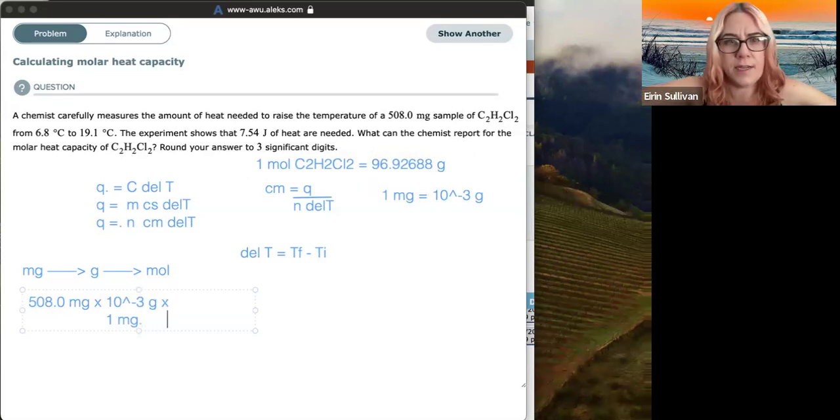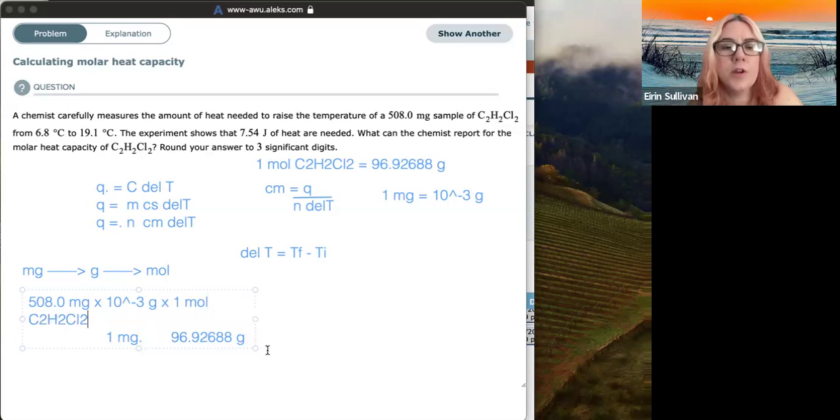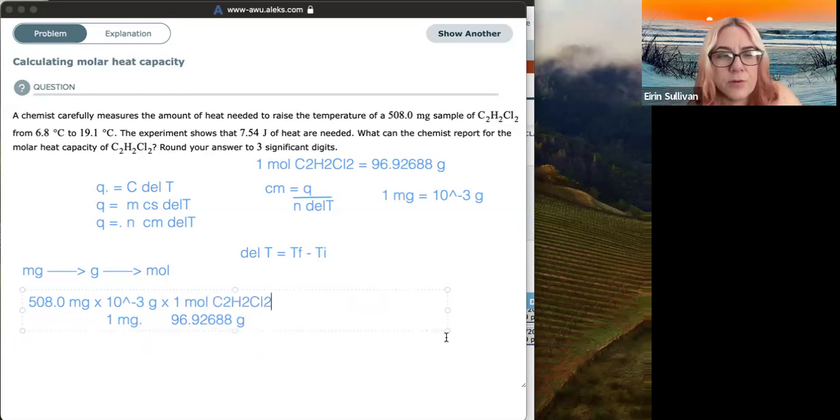So 96.92688 grams goes on the bottom, and 1 mole of C2H2Cl2 goes on the top. And dimensional analysis should tell me that I've calculated number of moles. So let's go ahead and do that. Just making sure that milligrams is cancelling, and the grams is cancelling too, so we end up in units of moles.